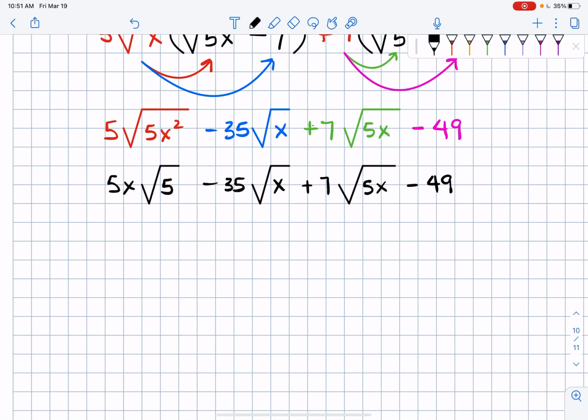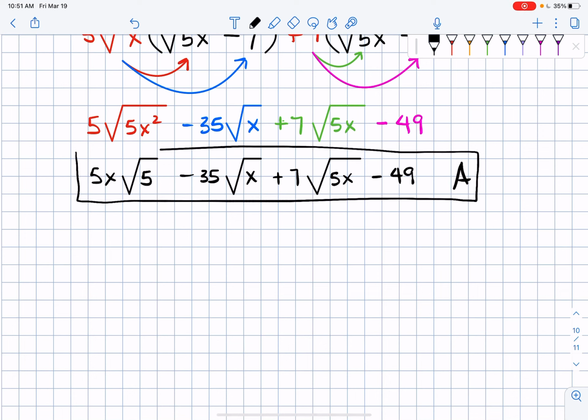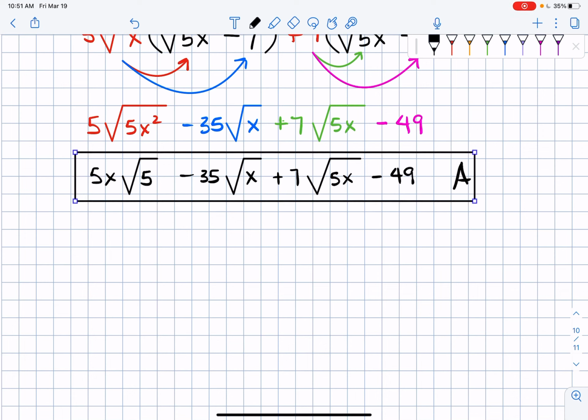Okay, so look at these. None of the radicals or the radicands are the same. There's no single numbers, so therefore none of these add together. So therefore we're going to have choice A. And there we go.